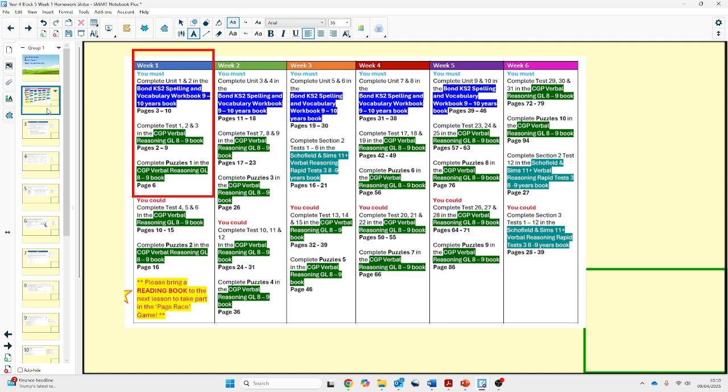So we've got the Bond Key Stage 2 Spelling and Vocabulary Workbook 9 to 10, pages 3 to 10. We've also got the CGP Verbal Reasoning GL book, the 8 to 9 book, and this will cover tests 1, 2 and 3 on pages 2 to 9. And we'll also have a look at Puzzles 1 on page 6.